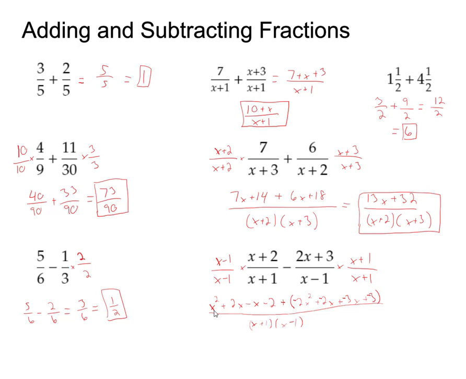So let's simplify this a little further. We're going to get negative x squared minus 4x minus 5. And then all of that, since we have x plus 1 times x minus 1, that's actually equivalent to x squared minus 1. And that is our final answer.